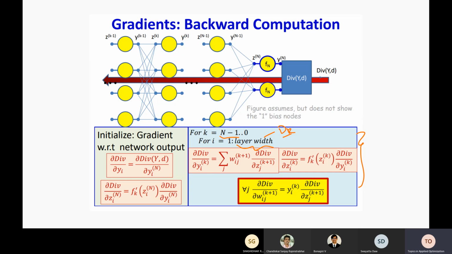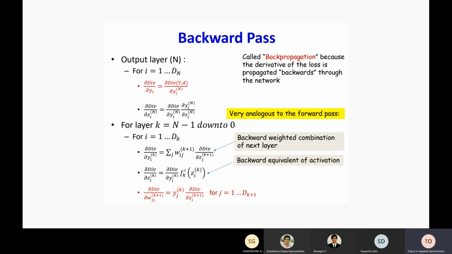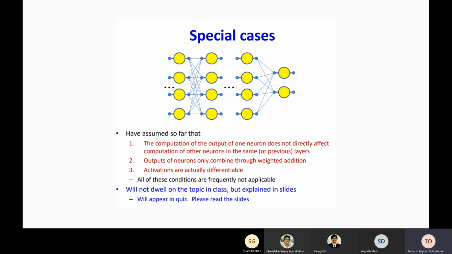It is the number of units, neurons, in the current layer, the kth layer, and then we just substitute these values. Finally, what we really want are the weight values. This is what your backprop algorithm should output: the derivative of the loss with respect to the weights. This is the one that will be used in gradient descent. So this is the final algorithm that we have to compute the gradient descent.